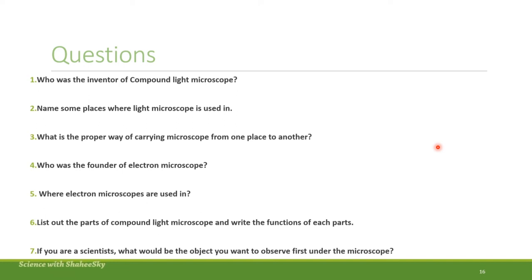List out the parts of the compound light microscope and write the functions of each part. The final question: if you are a scientist, what would be the object you want to observe first under a microscope?